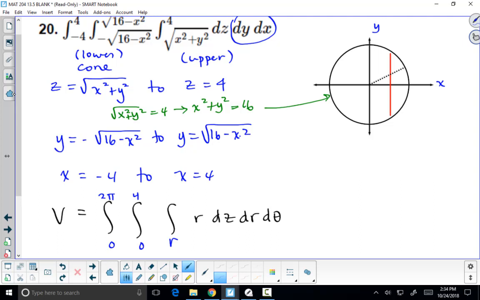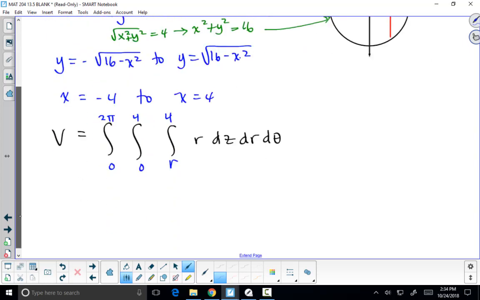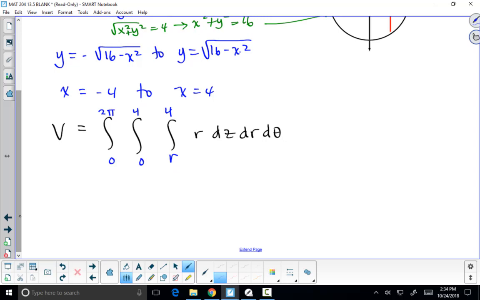And what about the upper surface in cylindrical? Perfect. Yes. Look at that. Worked out so perfectly. Okay. Outer integral, can we collapse it? Yes, sir. Yes, we can. So let's chop that thing down.